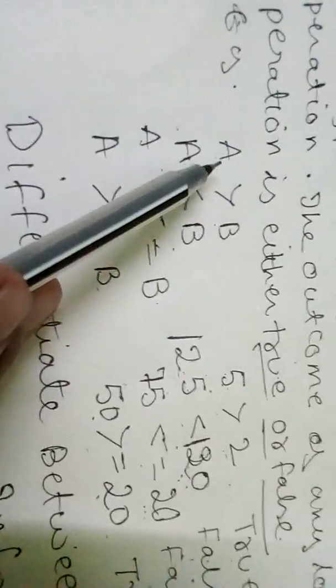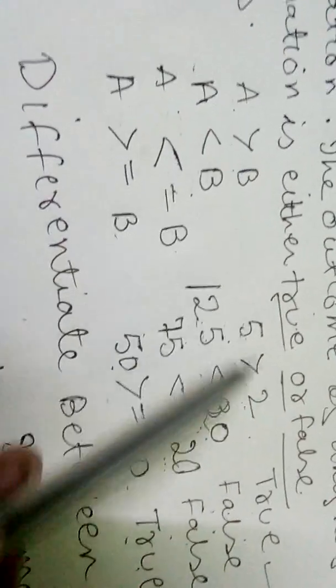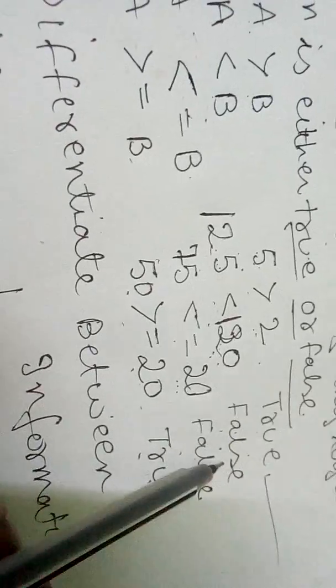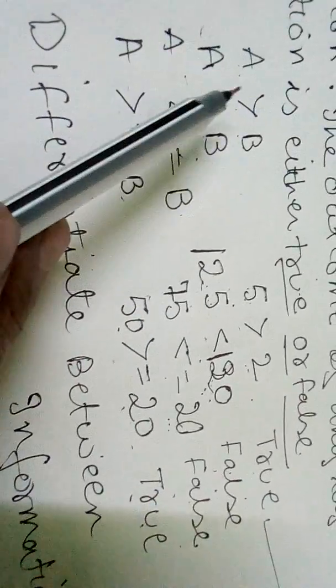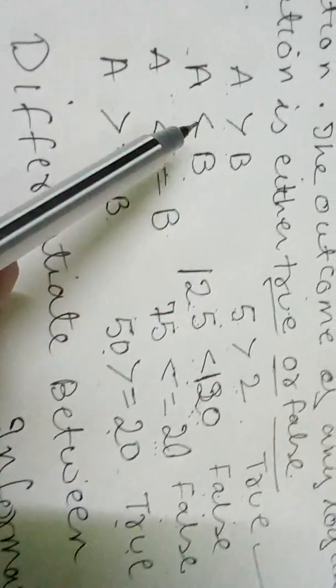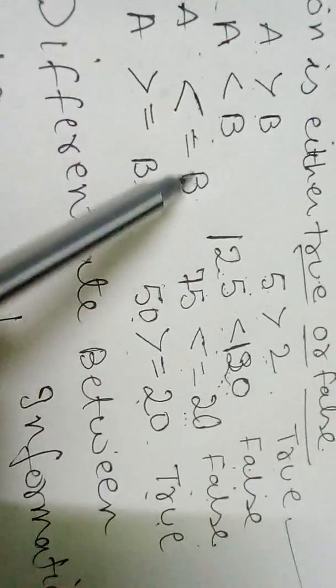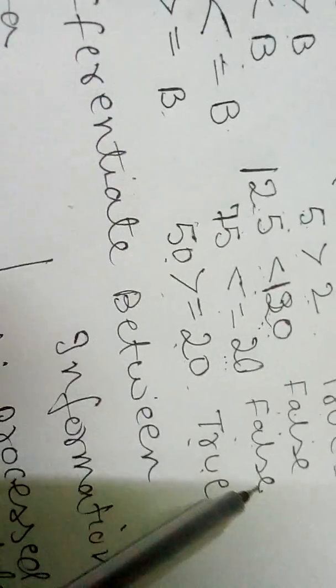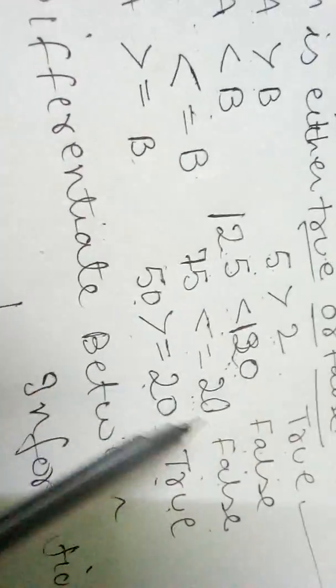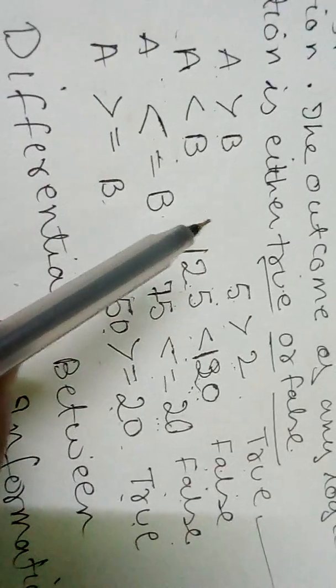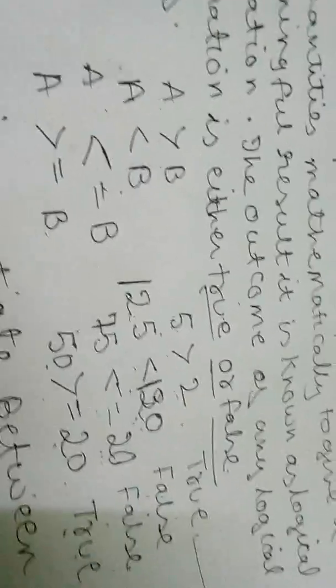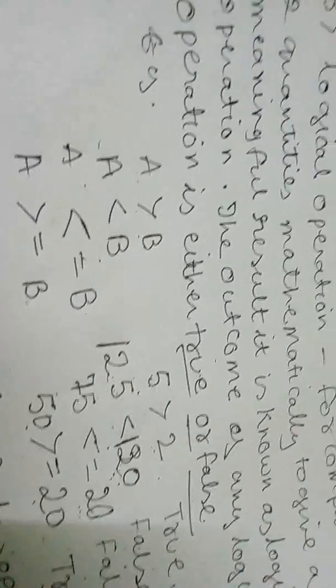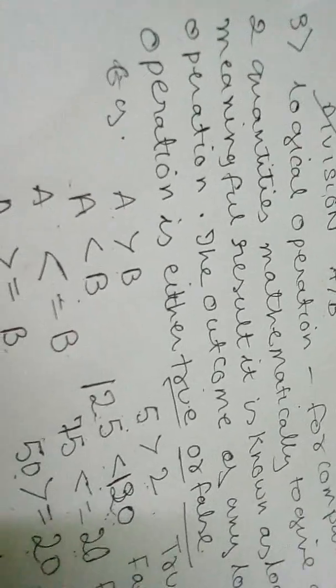True. So here two quantities, a and b, are compared, and then the result is displayed as either true or false. For example, if a is greater than b, then true. If a is less than b, then false. If a is less than or equal to b, then false. If a is greater than or equal to b, then true. So these are the logical operations. So in a computer, there are three fundamental operations, that is input output operation, mathematical operations and logical operations.